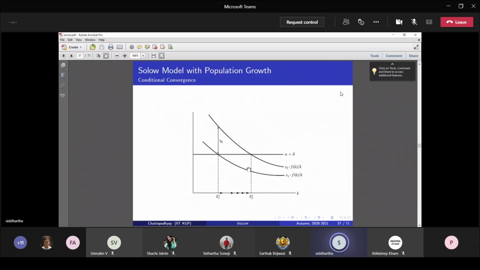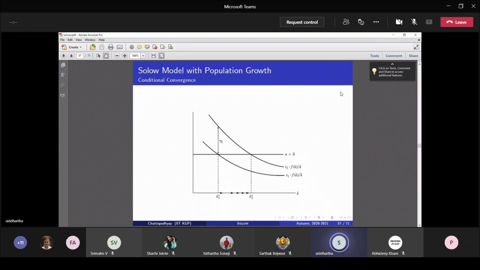Suppose I have two countries, country one is poor, country two is rich. The steady state capital stock of country two is k2 star. The steady state capital stock of country one is k1 star. In this case, graphically it is completely clear that even for a particular capital stock, so you take a capital stock, let's say between k1 star and k2 star.